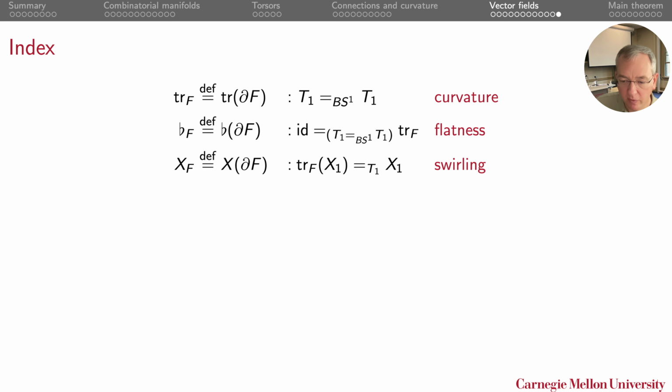So here's what we've defined so far. We've got transport around a face. We can call that TRF. And we called that curvature. Then we've got the flatness structure on the face, which is a path from the identity to the thing above, right? To the holonomy, to the curvature. And then we've got swirling, which is X of the boundary path around the face. And that's a path from the transport around the face of X1 to X1.